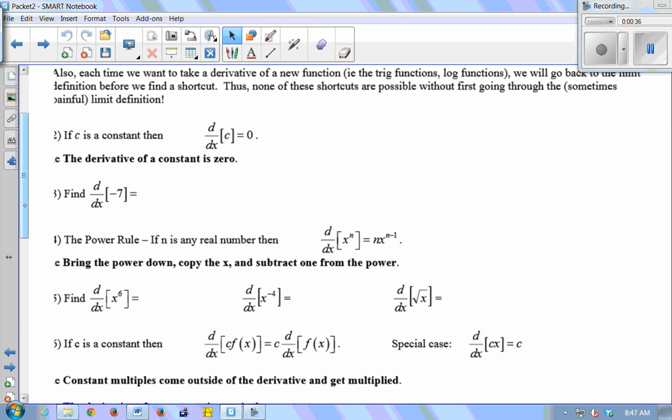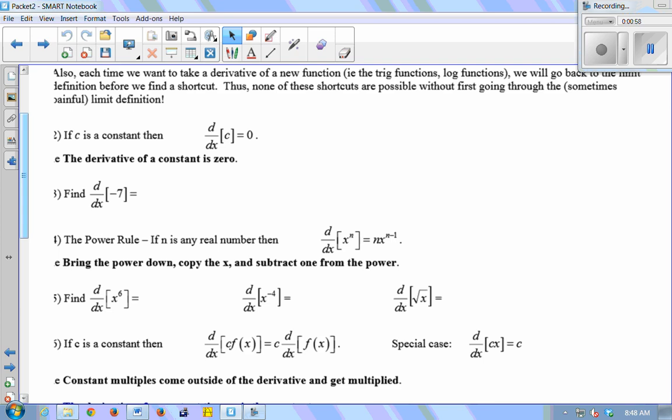Also, each time we want to take a derivative of a new function, like a trig function or a log function, each time we're going to learn a new shortcut, we're going to have to go back to the limit definition in order to find the shortcut. So none of these shortcuts are possible without first going through the sometimes painful and tedious limit definition.